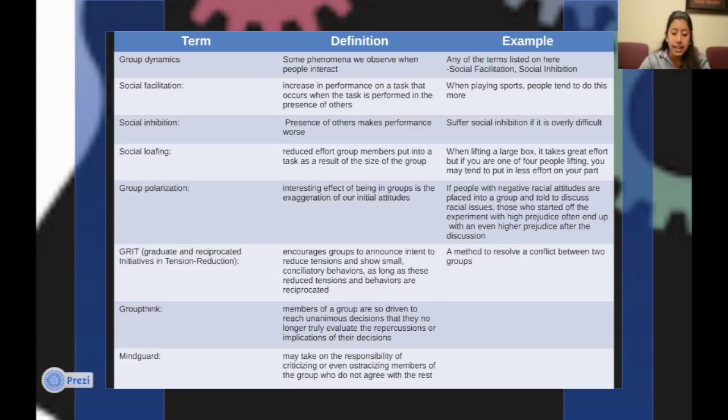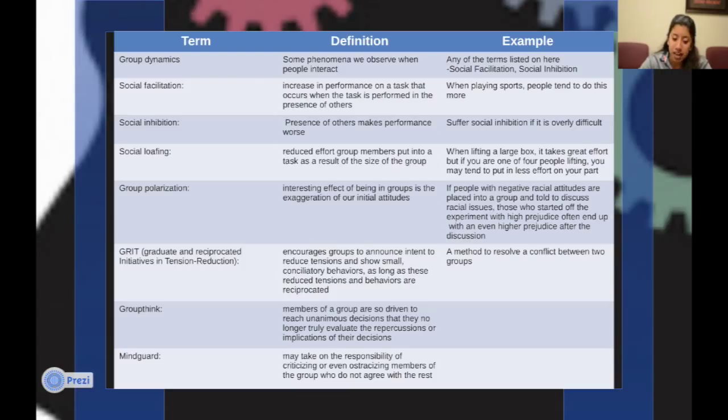The other term we're looking at is social loafing, which is the reduced effort group members put into a task as a result of the size of the group. For example, when somebody is lifting a box, it takes a lot of effort, but if you're one of the four people lifting, you might not put in as much effort. And then we have group polarization, which is an interesting effect of being in groups, and it's the exaggeration of our initial attitudes. So for example, if you might be angry at something and then other people are angry, then all that put together makes you feel more angry.